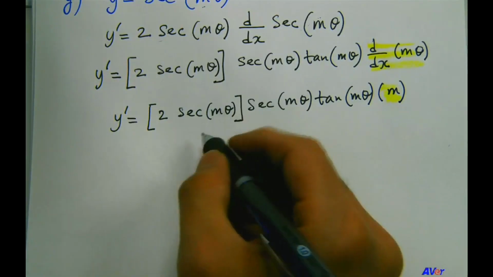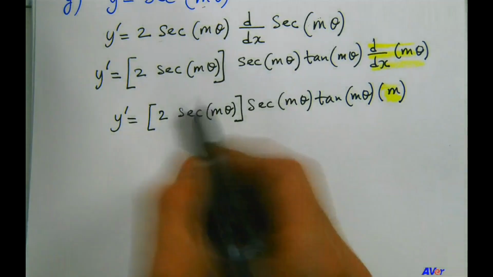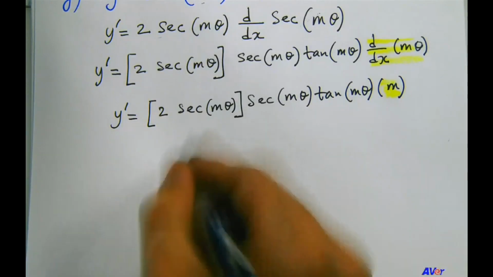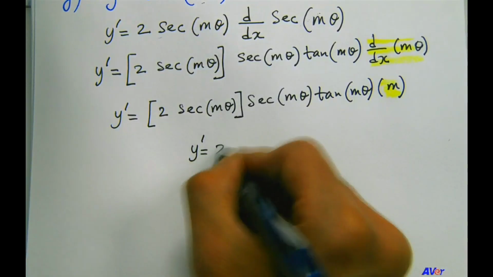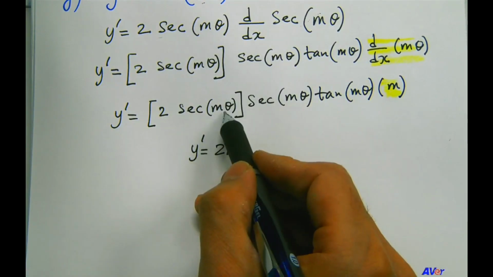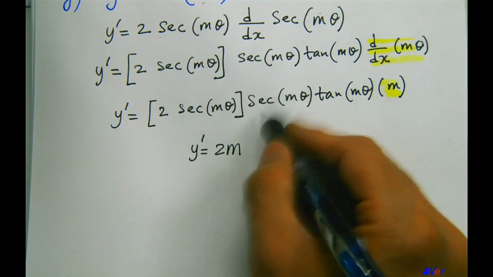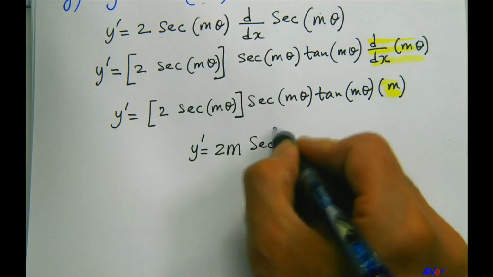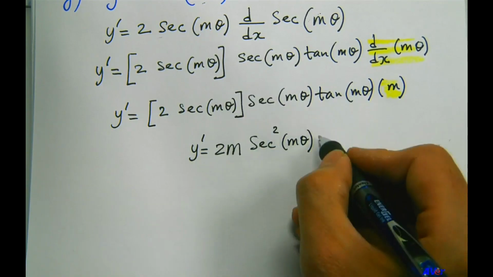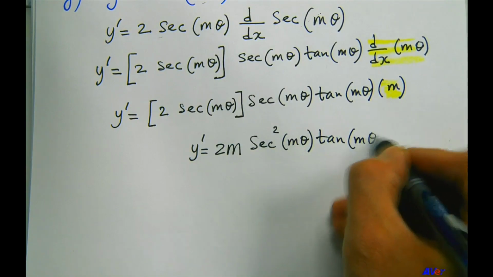All right, so let's, I guess, clean this up a little bit. We have the 2 here and an m. Both of them are constant. Let's put them at the beginning. So y prime is equal to 2m, and then secant m theta times secant m theta. That would be secant squared m theta times tangent m theta. Like that.